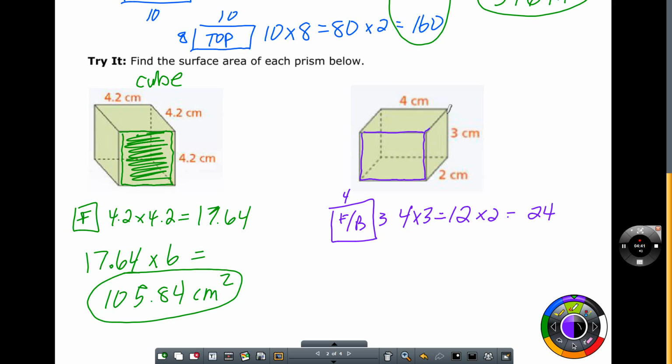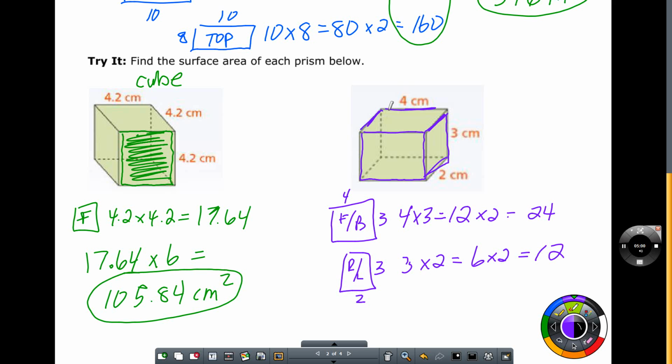Next, let's look at the right and the left. So here I'm outlining the right side, right and left. The up and down piece is 3, the left and right piece is 2. 3 times 2 gives us 6. There's 2 of them, so multiply that by 2, and that gives us 12.